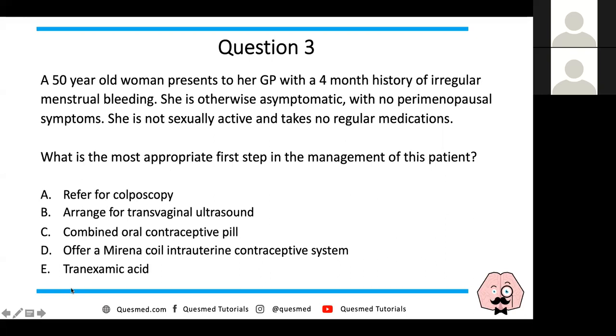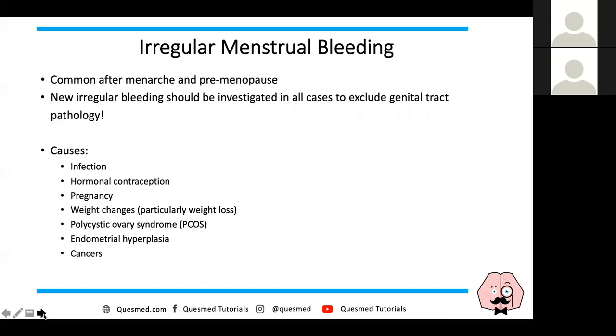So this woman's having irregular menstrual bleeding, isn't she? She's 50 years old and she's having 4 months of irregular bleeding. She's got no other symptoms. She's got no perimenopausal symptoms. She's not sexually active and she's got no regular medications. Now, irregular menstrual bleeding is common around menopause. And it's also common kind of after you've just started your periods.